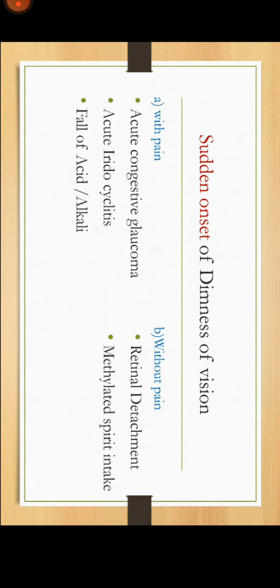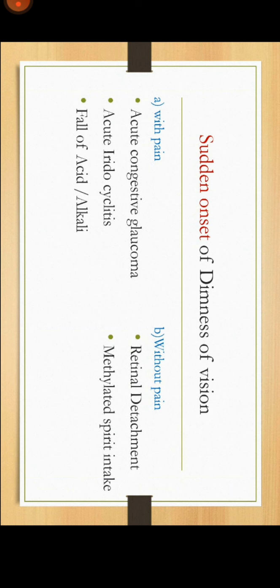Then coming to sudden onset of dimness of vision, with pain, we should keep in mind acute congestive glaucoma. Glaucoma has many classifications, but in acute congestive glaucoma there is closure of the angle and increased eyeball pressure. Acute congestive means the pressure is increased suddenly, so there is high tension in the eyeball, then dimness of vision with severe pain. Next is acute iridocyclitis, that means inflammation of the iris and ciliary body.